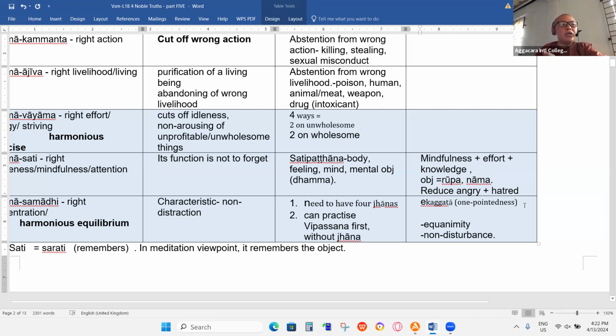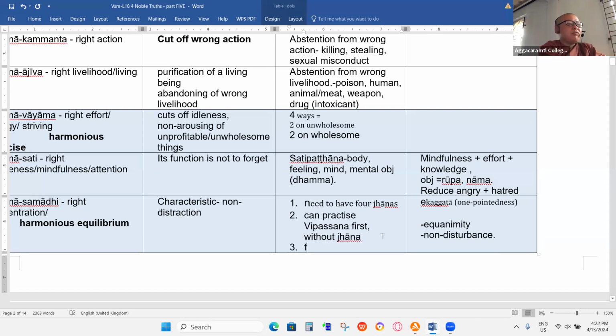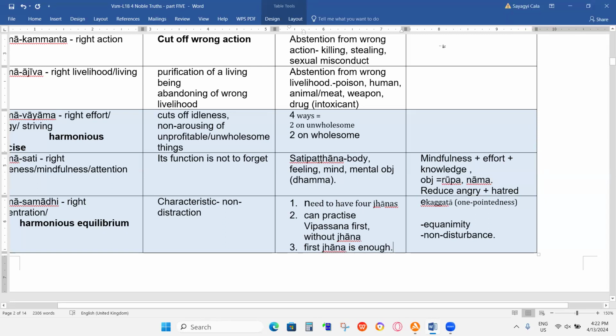So either you need to have 4th jhana, or you can practice 1st jhana, or like some brother Ko say, some they say only 1st jhana is enough. Okay, different opinion, all right? Not my opinion, it's from the Sutta. Yeah, one sutta. So I'm not qualified to give the opinion. Okay, which sutta, if you can tell me, is better, you know.